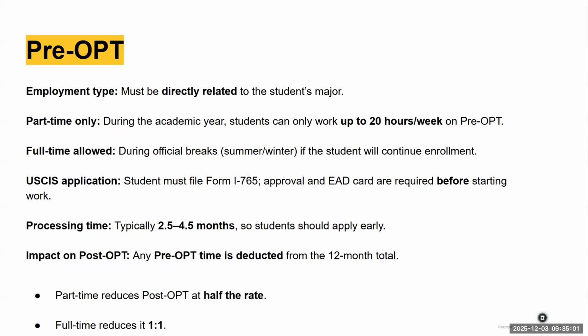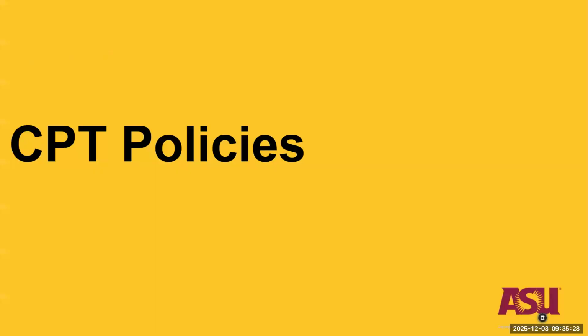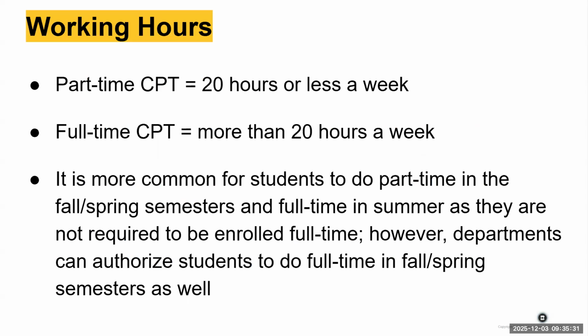So in total, you get 12 months of OPT. Whether you use it during your degree program, that's pre-OPT. If you use it after your degree program, that's post-OPT. So let's say you do 6 months full-time of pre-OPT, that means you will have only 6 months left of post-OPT when you complete your degree program. So that's also why a lot of students don't want to do this, because they don't want to take time from their post-OPT.